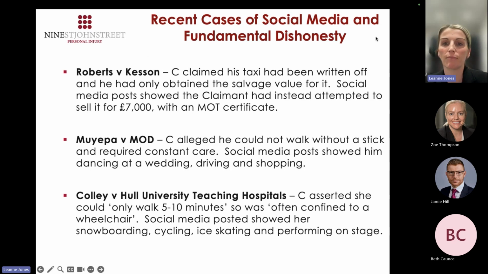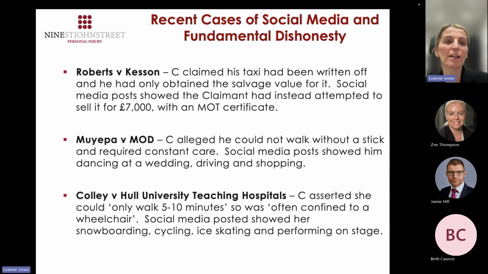Claimant claimed his taxi had been written off and he'd only be able to obtain the salvage value for it, but the social media post showing him selling it for £7,000 with an MOT certificate. And then the bottom there, the Collie and Hull University Teaching Hospital. Claimant asserted she could only walk for 5 to 10 minutes, so was often confined to a wheelchair. Social media posts showed her snowboarding, cycling, ice skating, and performing on stage.